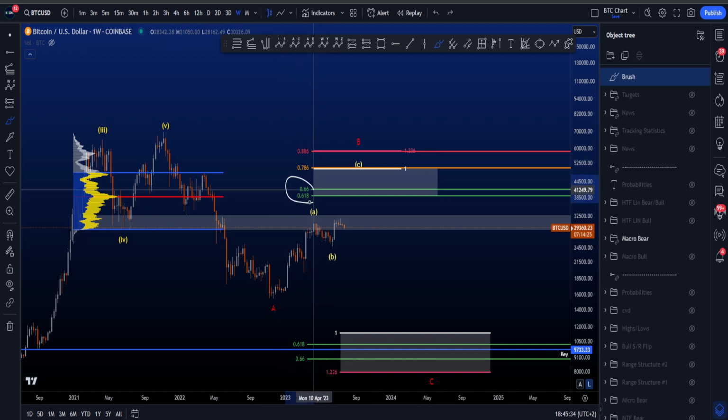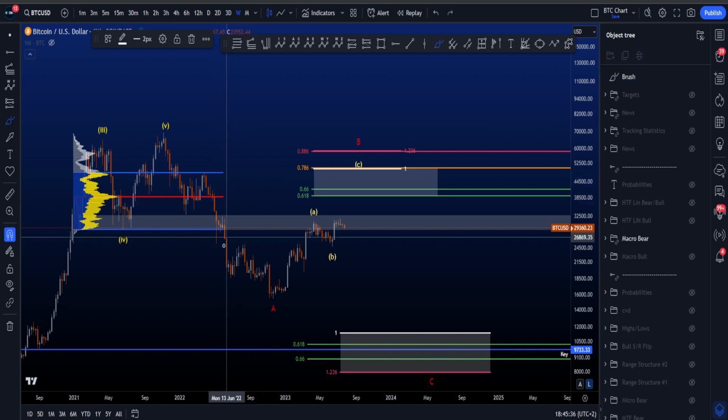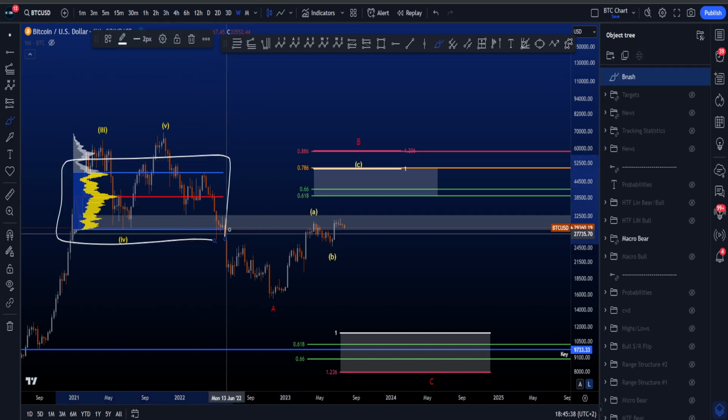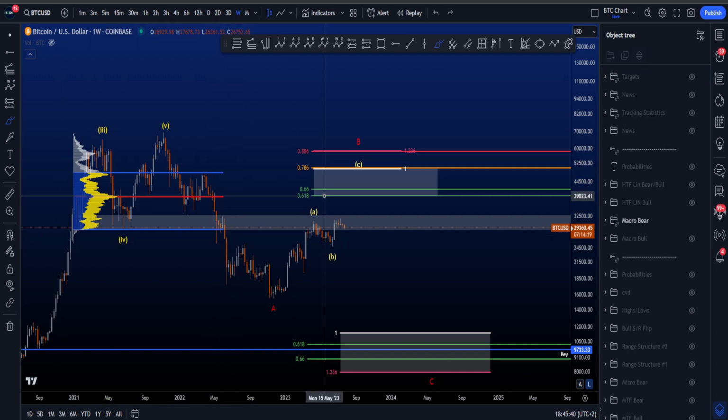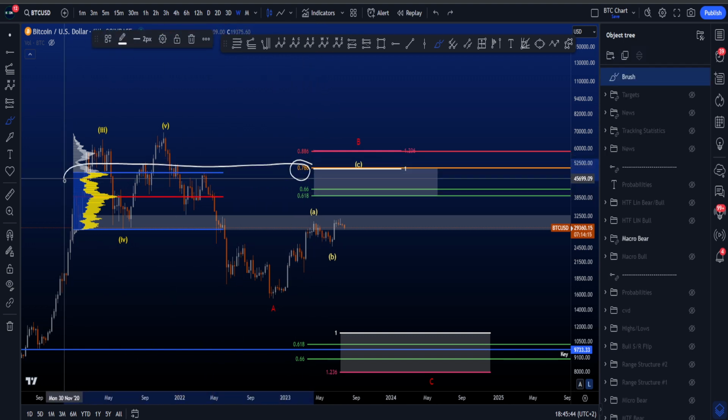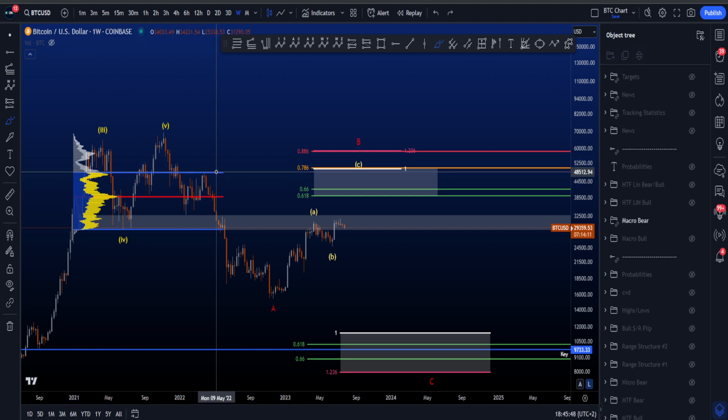Now the golden pocket over here is in confluence with the point of control of this volume profile range, which is a very important level at around 39 to 40k, and the 0.786 is in confluence with the value area high of this volume profile. So this is massive resistance over here.